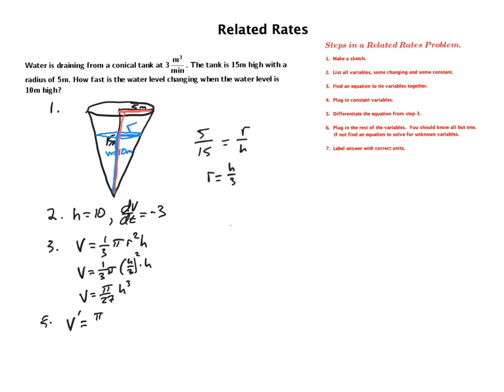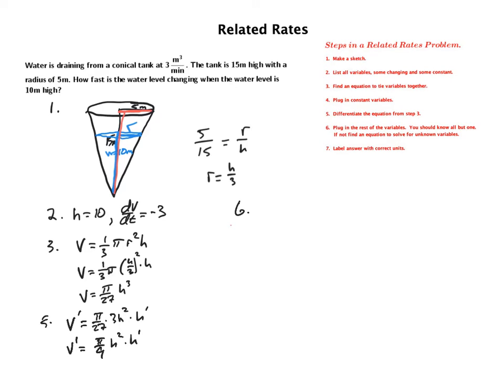This is going to be pi over 27 times 3 h squared times h prime. And V prime simplifies to pi over 9 h squared times h prime.